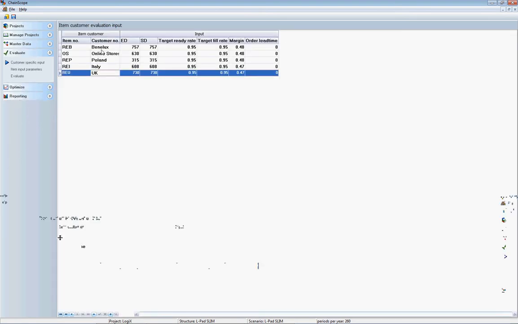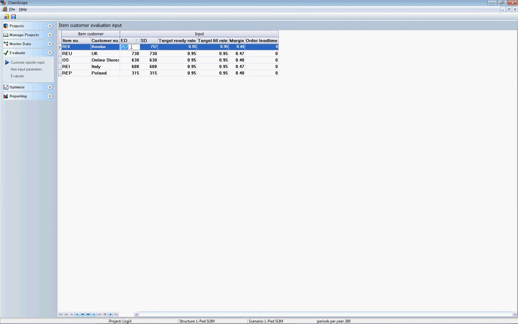the data. Here you see the item customer combinations we mentioned before. For each item customer combination, you need to gather data, whether from the past or for the future, say your forecasts. Demand that is expressed in the following way: the average demand for each item per time unit, and the standard deviation of demand for each item customer combination per time unit.